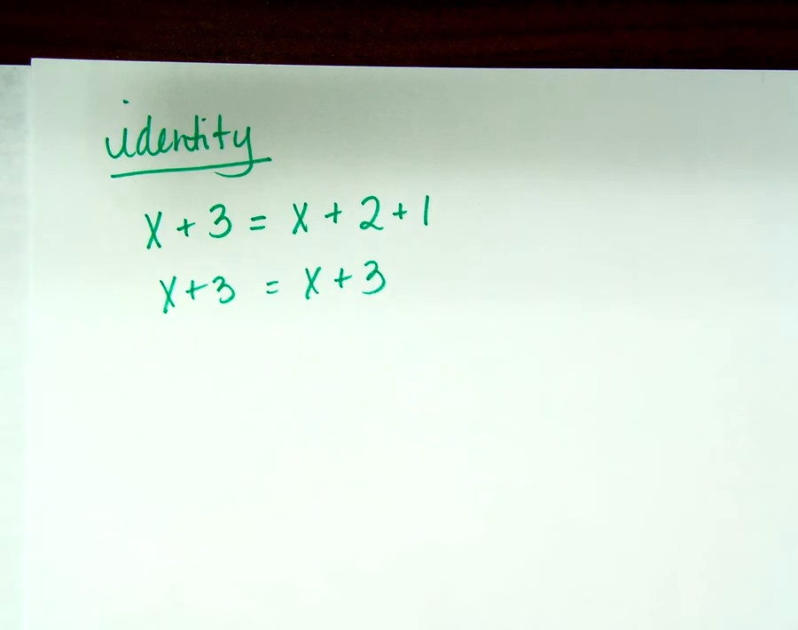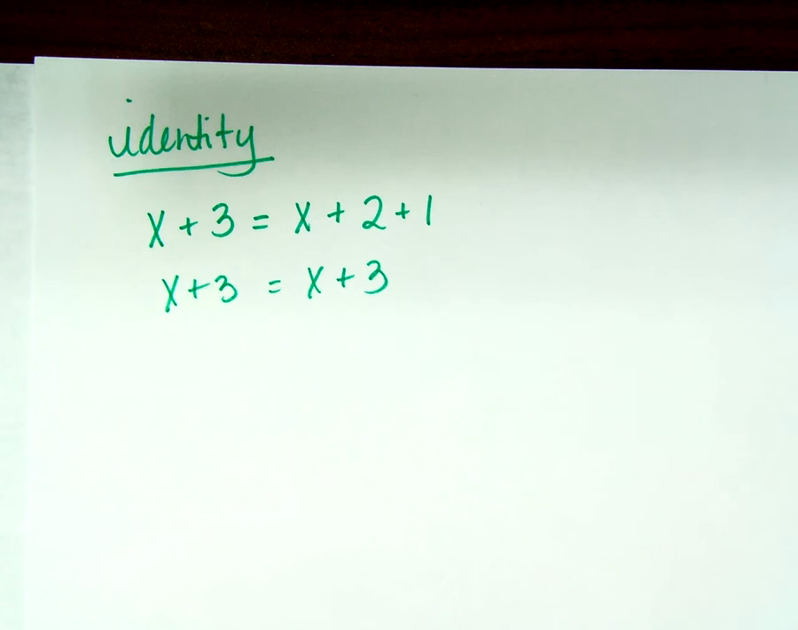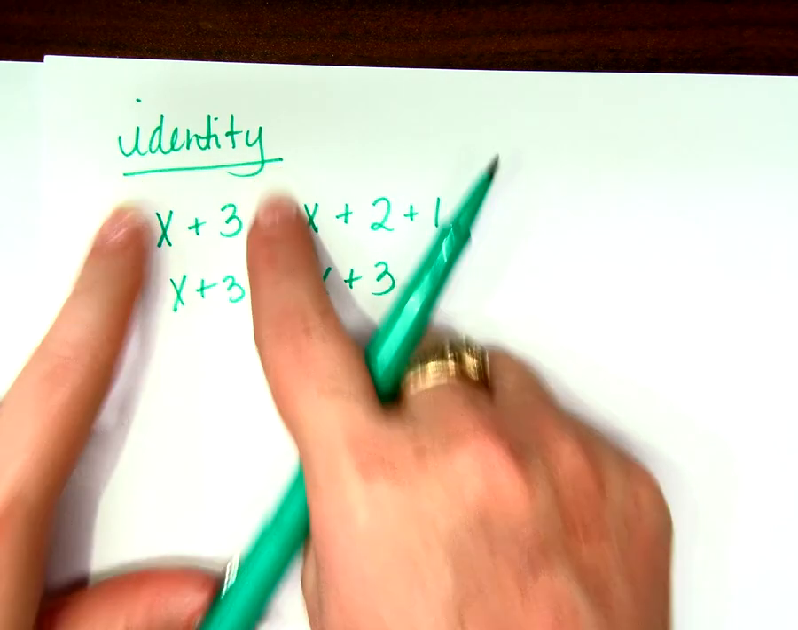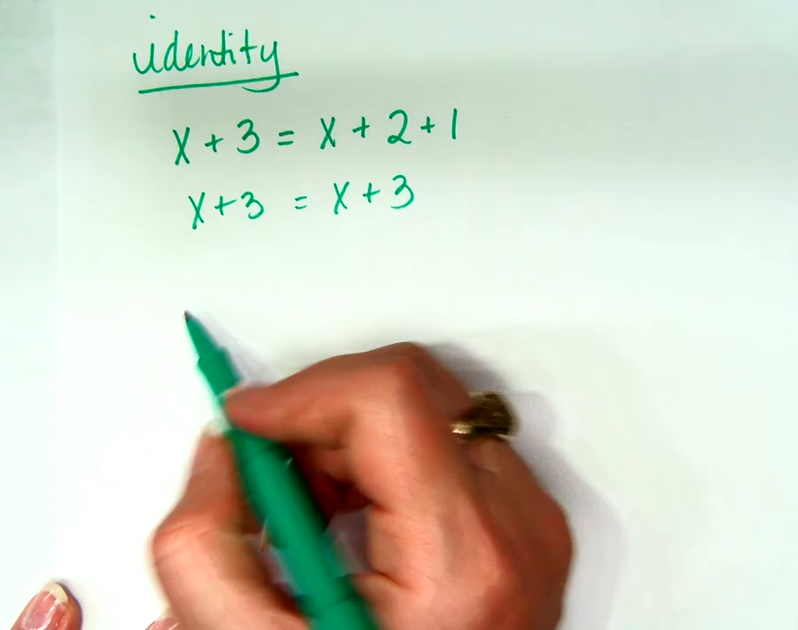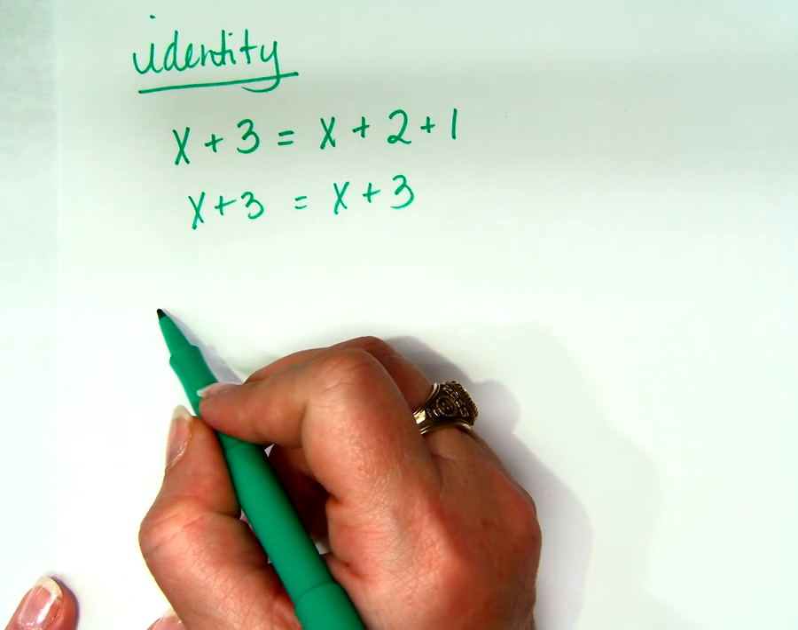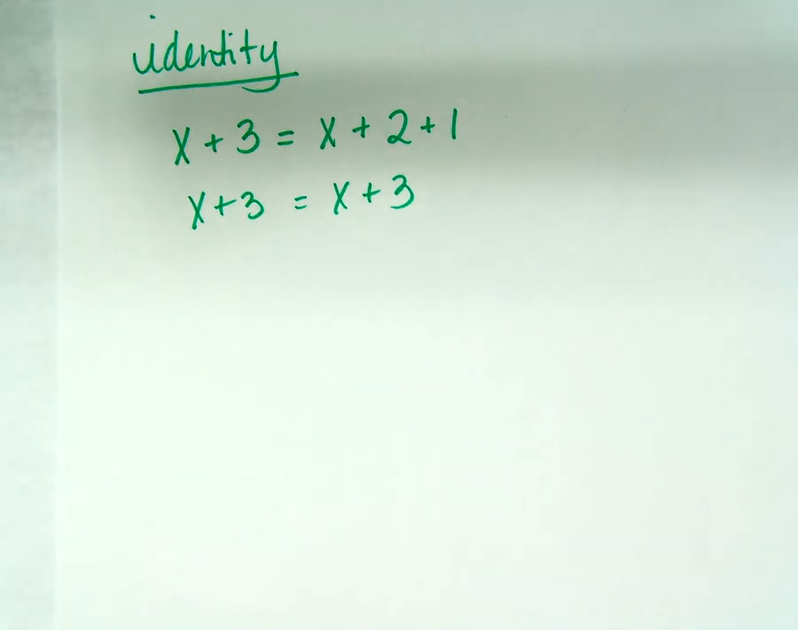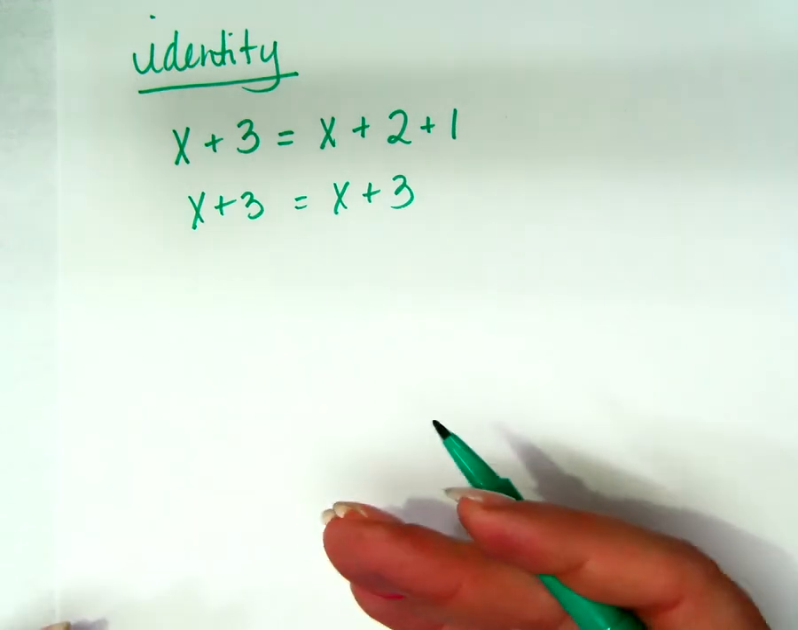What can I put in for x that would make this statement true? Literally anything, right? I could put in a 1, that's true, but literally any number that I put in would make this statement true. So it is an identity. It's not really something that you solve, it's like a definition. Does that make sense?